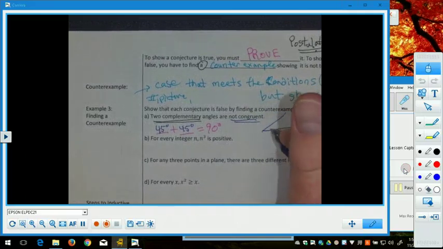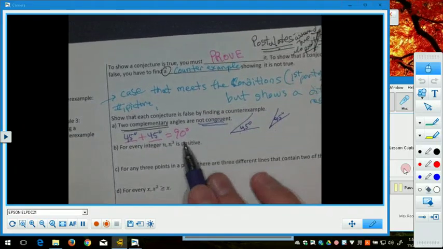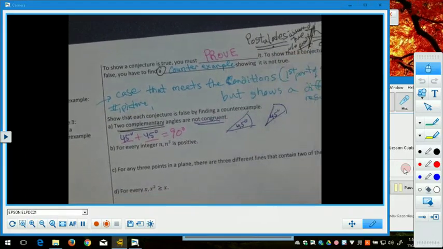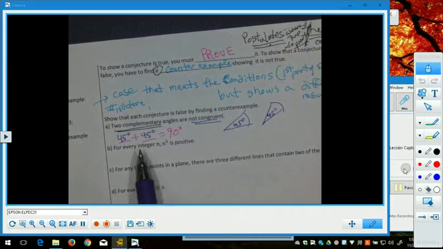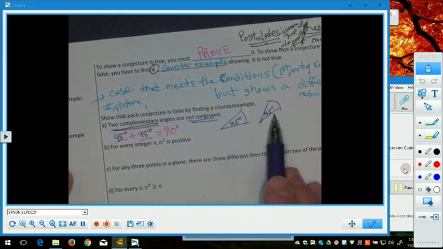By the way, it doesn't have to be that. It could be this picture. Here's a 45-degree angle. Here's a 45-degree angle. They don't even have to be connected. Those two angles are going to add up to 90 degrees, which means that they are congruent. So I can have my counterexample be this picture that's showing that they're 45 and they are congruent.